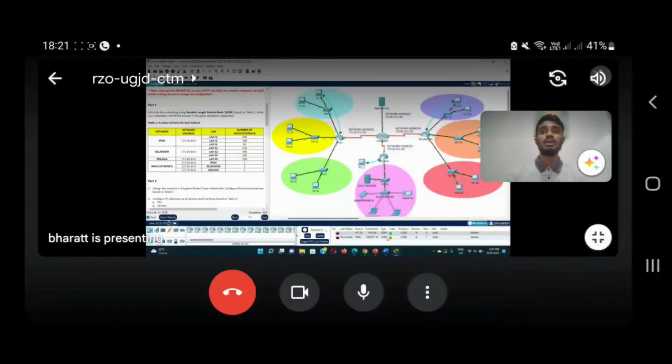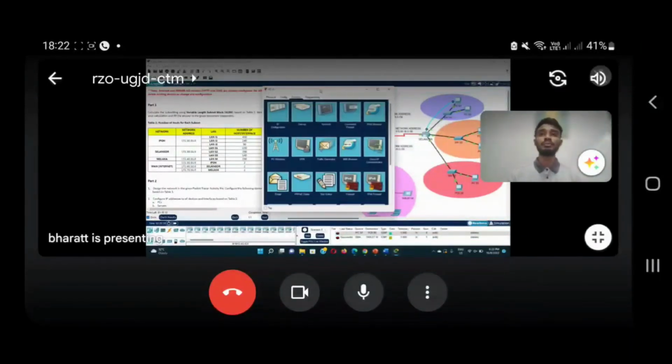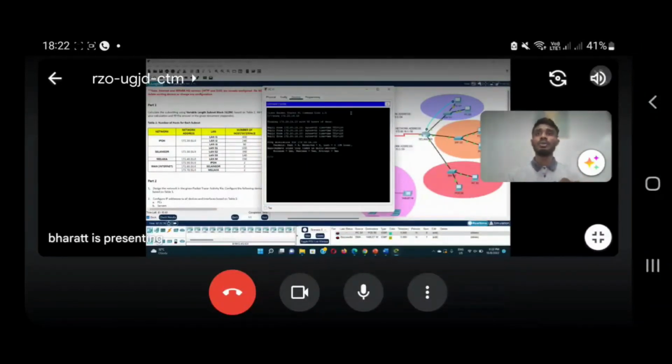Okay, first, as usual, you need to insert all the IP addresses, so it's already inserted. So now I'm going to show the steps to verify the connection. First we go for PCI1, then go for the command prompt. Here you need to insert ping and then the IP address.